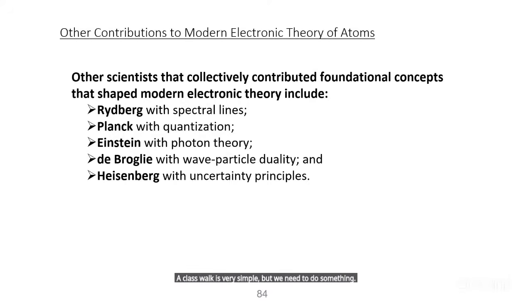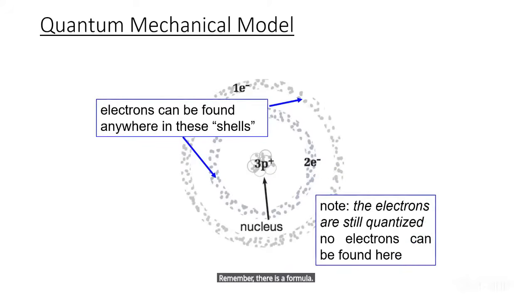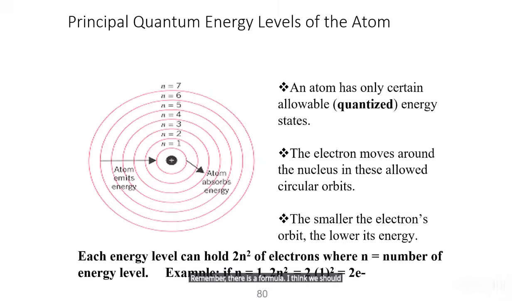Now, I want you to calculate the number of electrons that n equal to 4 can hold. The number of electrons that n equal to 4 can hold. I have to do it here because it just came up now. Remember, there is a formula. Each energy level can hold 2n squared electrons. So if you have n equal to 4, how many electrons can it hold?